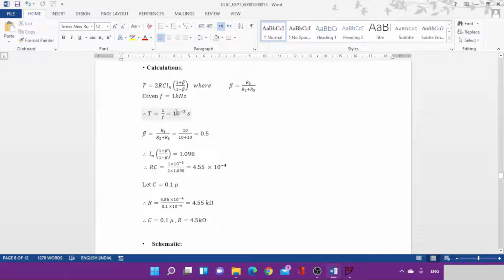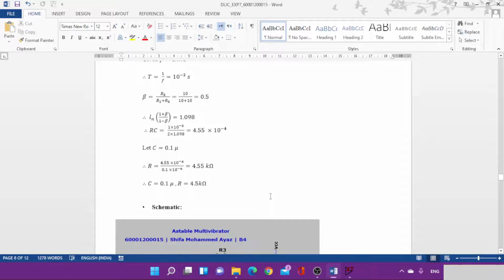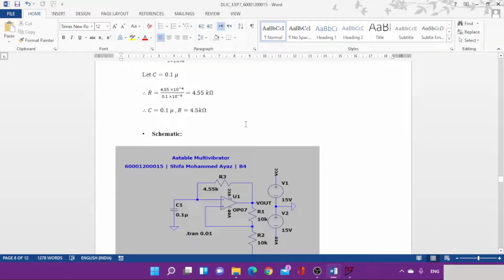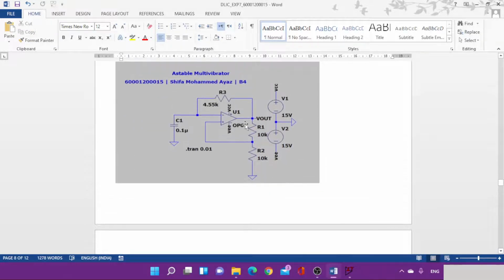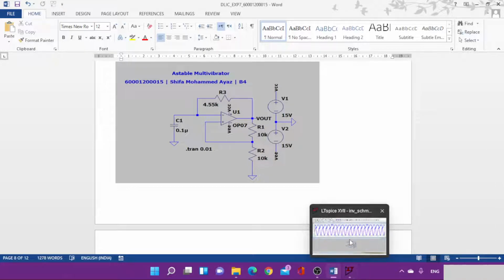So for a given frequency, that is 1 kilohertz, I've designed this circuit. According to the calculations, I've got my R and C values. So using them, I have made the circuit. So let's simulate this one now.